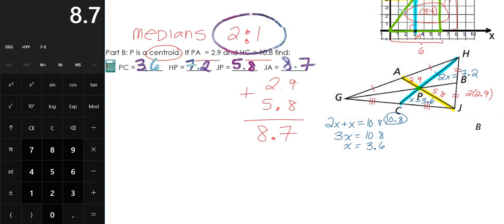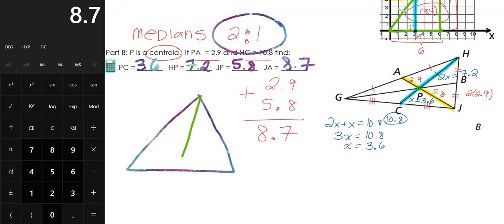The key is that you memorize the fact that the centroid divides each median in a 2-to-1 ratio. So the median, if I drew a quick little sketch here, if I put my median and I put my centroid here, the top portion is twice as long as the bottom portion. It's in a 2-to-1 ratio. That's the key for this question. Okay, let's move on.